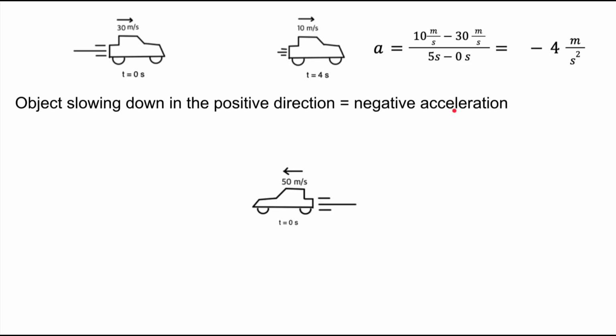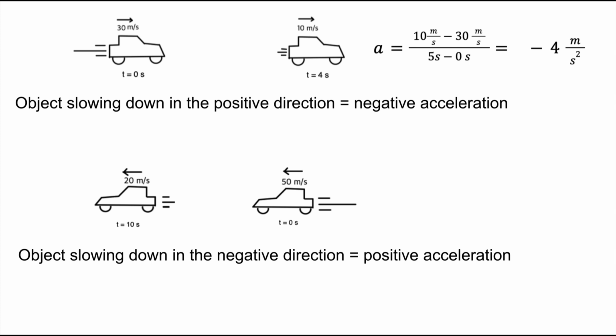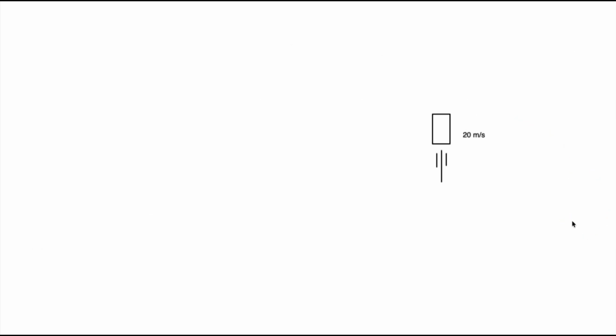Now, I'm going to do the same thing the other way. You see where we're going. I start off at 50 meters per second in the negative direction, and I end up only going 20 meters per second. So I'm slowing down in the negative direction. Slowing down in the negative direction means you have a positive acceleration. And we can show that mathematically by saying negative 20 minus negative 50 divided by the time gives me positive 3 meters per second squared.